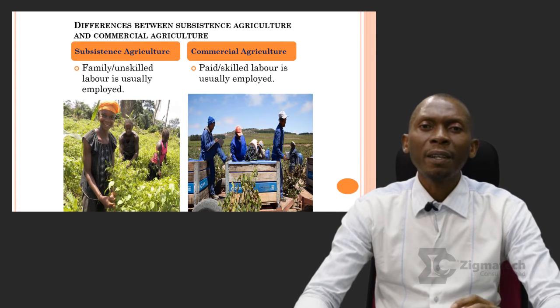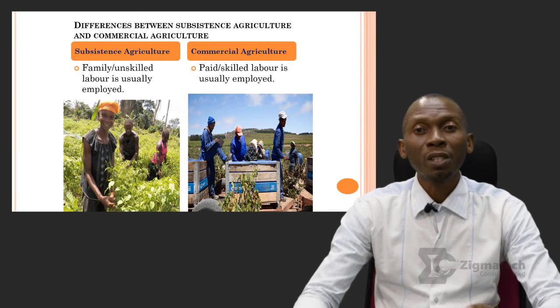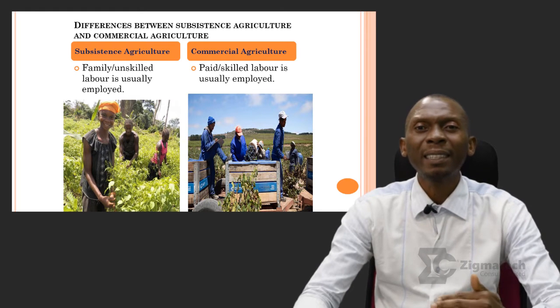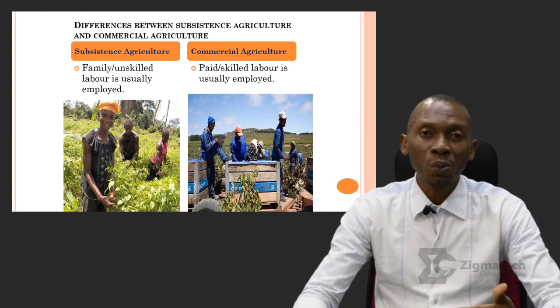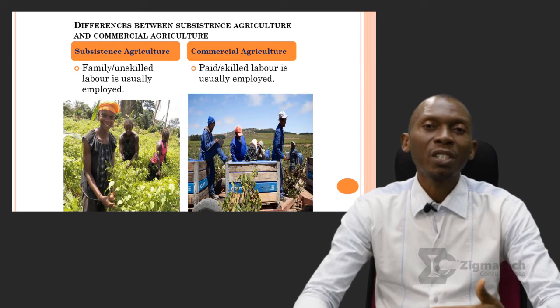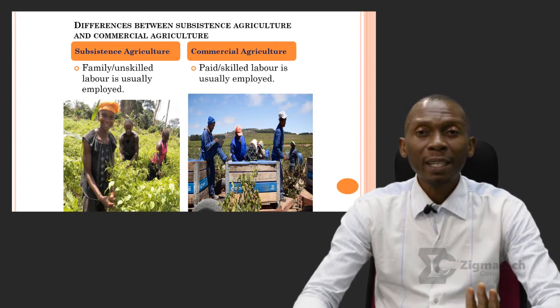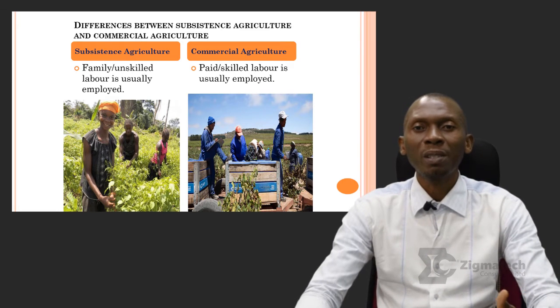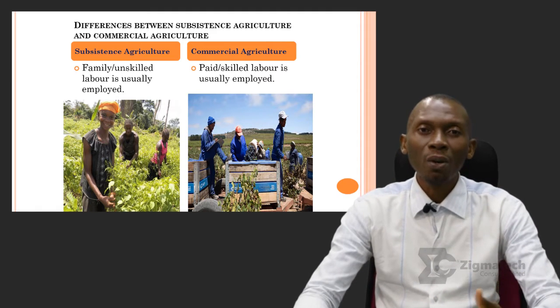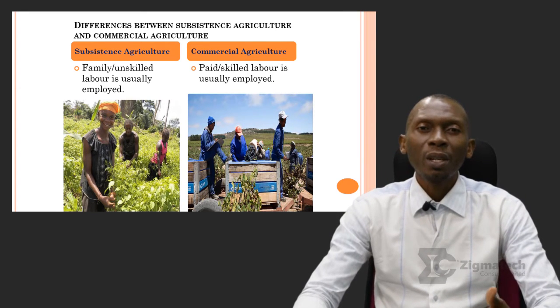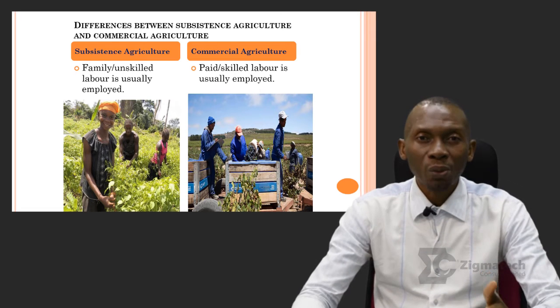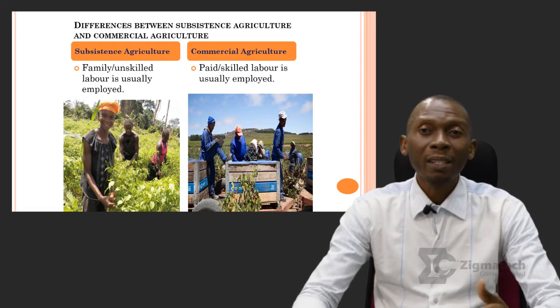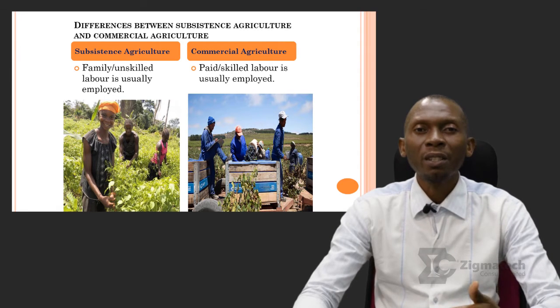We also have another difference between subsistence and commercial agriculture as regards the skills or the labor used. For subsistence agriculture, the family is usually used to carry out the activities on the farm. So family labor is used and they are usually unskilled. While for commercial agriculture, skilled labor, paid or hired labor, is involved.